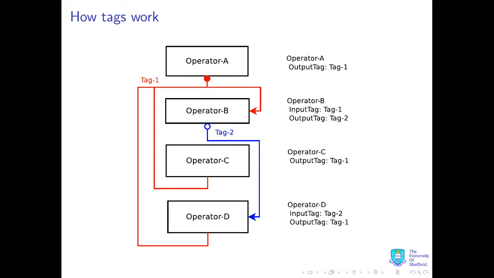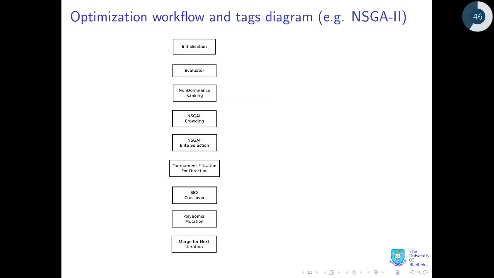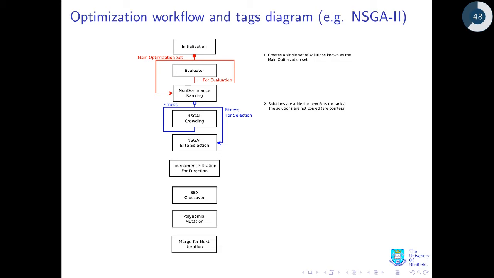Okay, so now let me show you with an algorithm. Here with NSGA-II, initially we are going to create a set which we call the main optimization set. The initialization operator creates solutions and stores them as pointers in a set, and then the evaluator modifies the solutions by evaluating them. The non-dominance ranking operator takes those pointers and arranges them in new sets according to their rank.